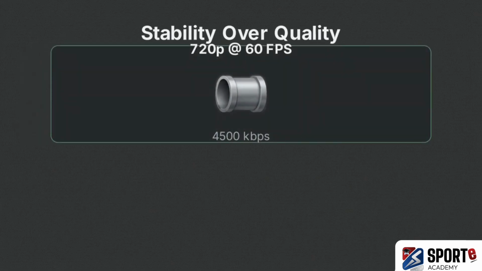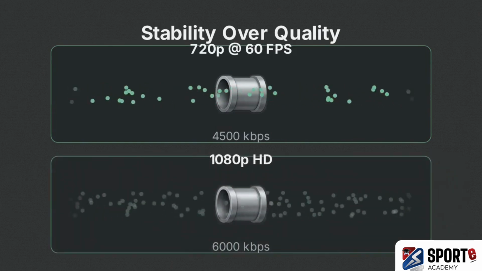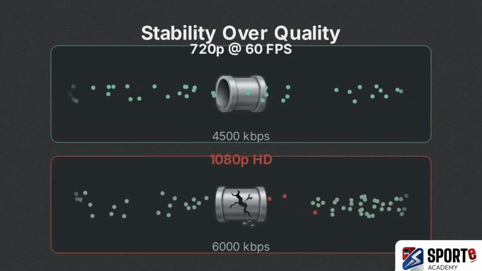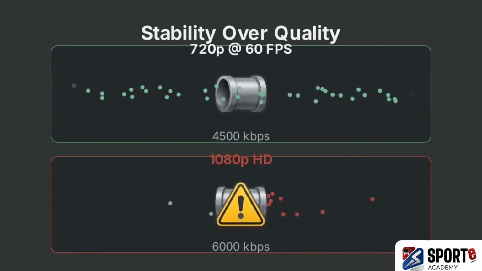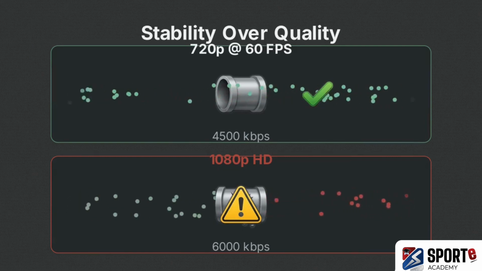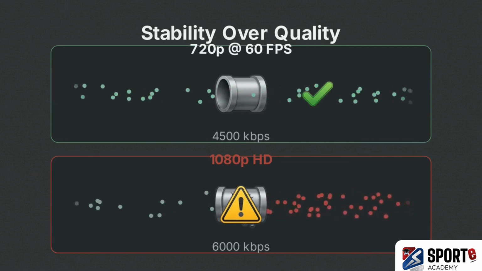This animated diagram illustrates 2 data pipelines to show why a smooth 720p output at 60 frames per second using 4500 kilobits per second is more effective than a 1080p stream. Full HD requires heavy bandwidth. If your internet cannot support 6000 kilobits per second, that 1080p pipeline chokes, resulting in stuttering video for your viewers.